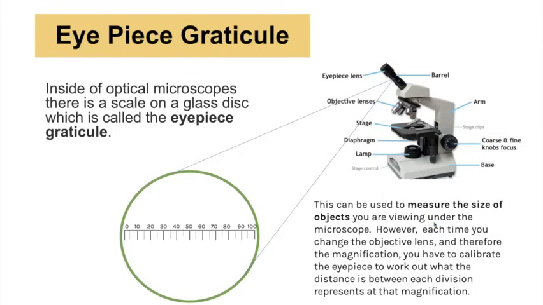You might also need to be able to measure the size of a specimen using the eyepiece graticule. And inside of the optical microscope, there is a scale on a glass disc, which is called the eyepiece graticule. So it'd be just here within that eyepiece. And this can be used to measure the size of objects you're viewing under the microscope. However, each time you change the objective lens and therefore the magnification, you have to recalibrate the eyepiece to work out what the distance between each of these different divisions is actually worth.